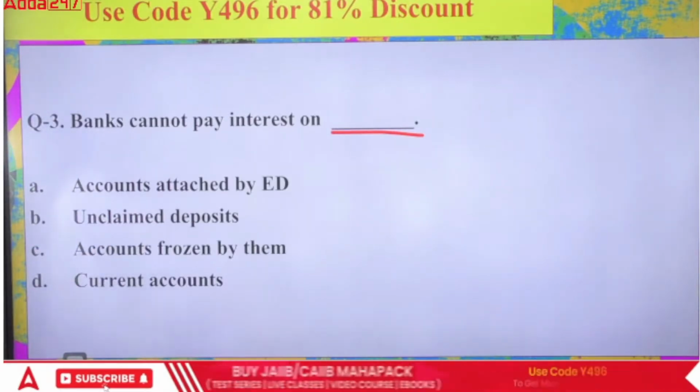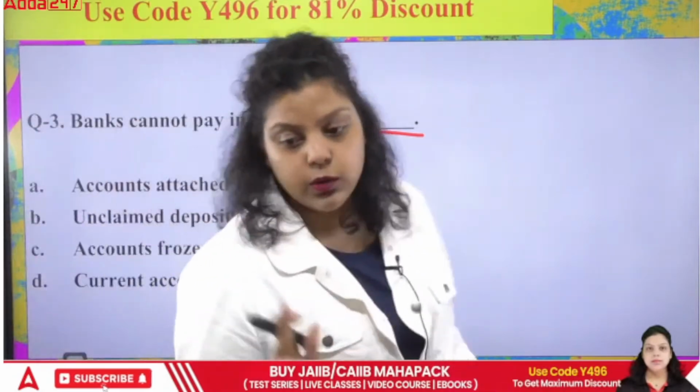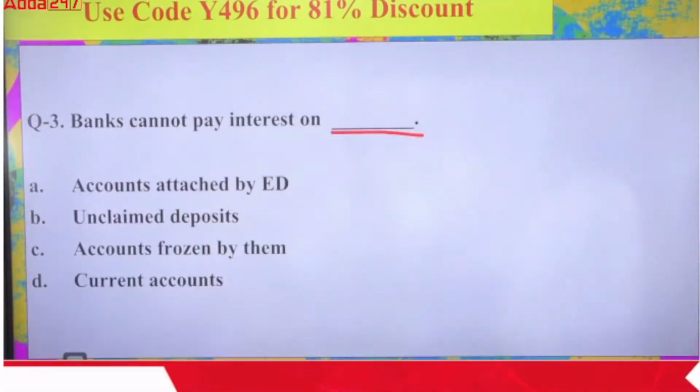So what do you think? Which of the following is the account in which banks are not allowed to pay the interest to the customer? A, B, C, or D?